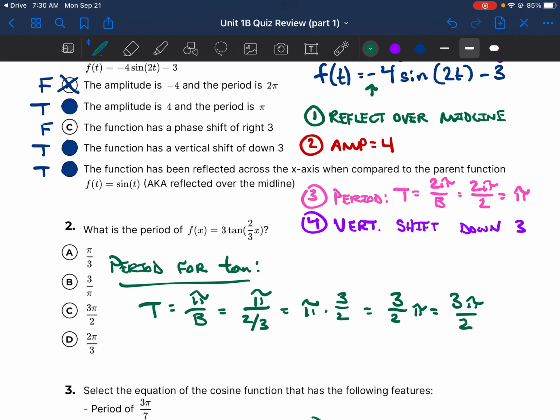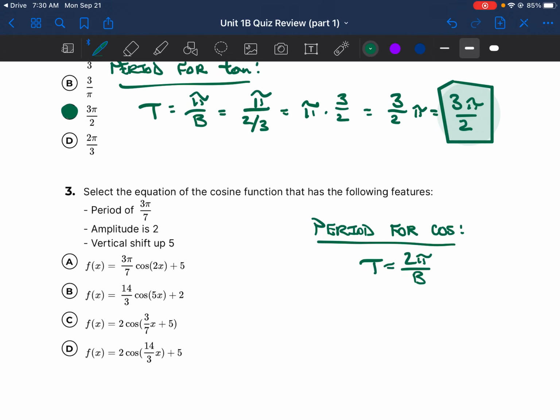All right, problem 3, select the equation of the cosine function that has the following features. Period of 3 pi over 7, amplitude is 2, vertical shift is up 5. So let's think about a couple things here. Number 1, if the amplitude is 2, that means the a term is either positive 2 or negative 2. So I'm going to make that note here. A equals 2 or a equals -2.